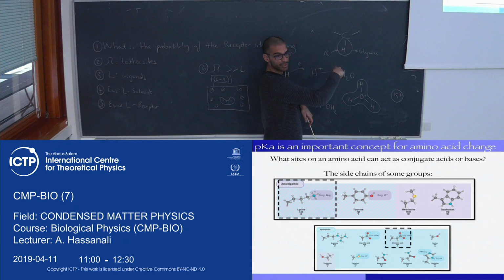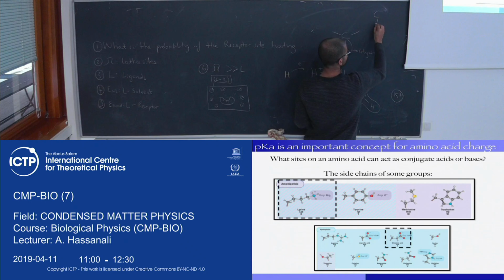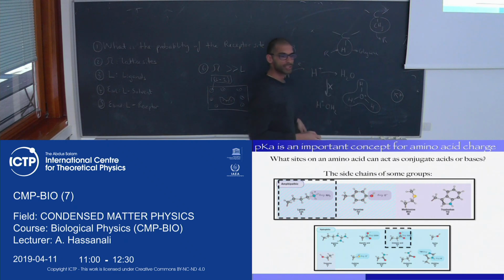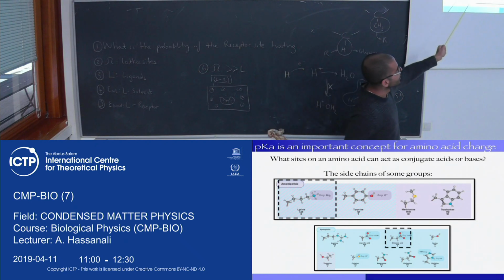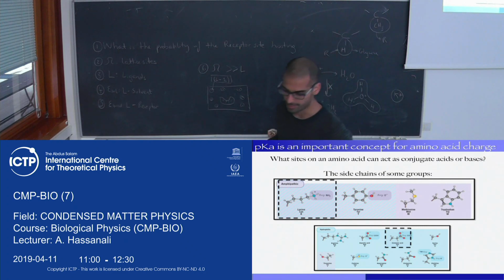It can't exchange protons. Okay? Alanine. Alanine is CH3. This is the R group. It can't exchange protons. But if the side chain has a group like an NH3, NH2, or an OH, or an O minus, okay, so a CO minus group, then it can exchange protons with the environment.